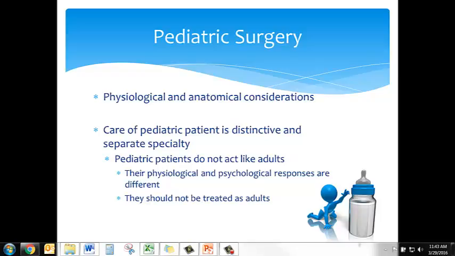The body's mechanisms for maintaining balance or homeostasis in a pediatric patient are different from those in an adult in many ways. That puts our pediatric patient at a higher risk for complications during surgery. As such, the care of the pediatric patient is distinctive and therefore its own specialty.